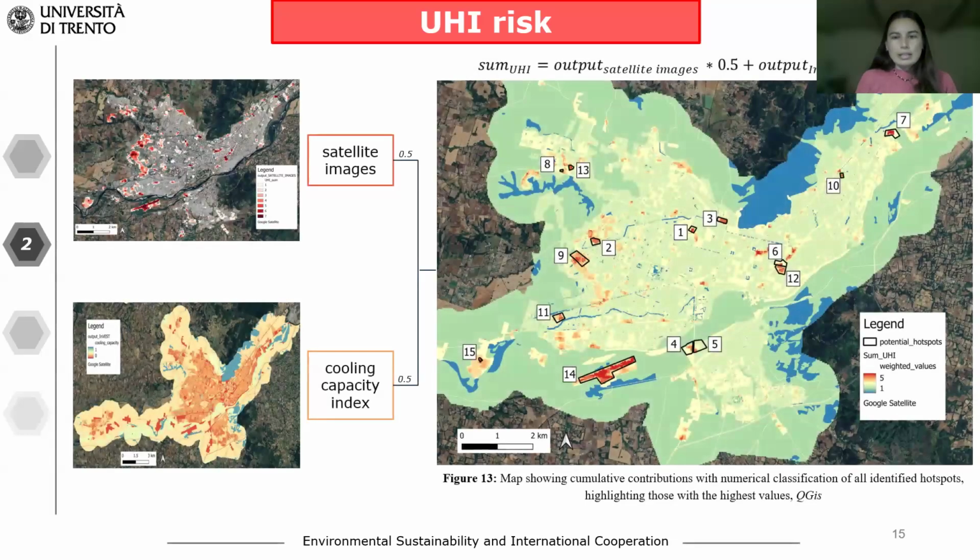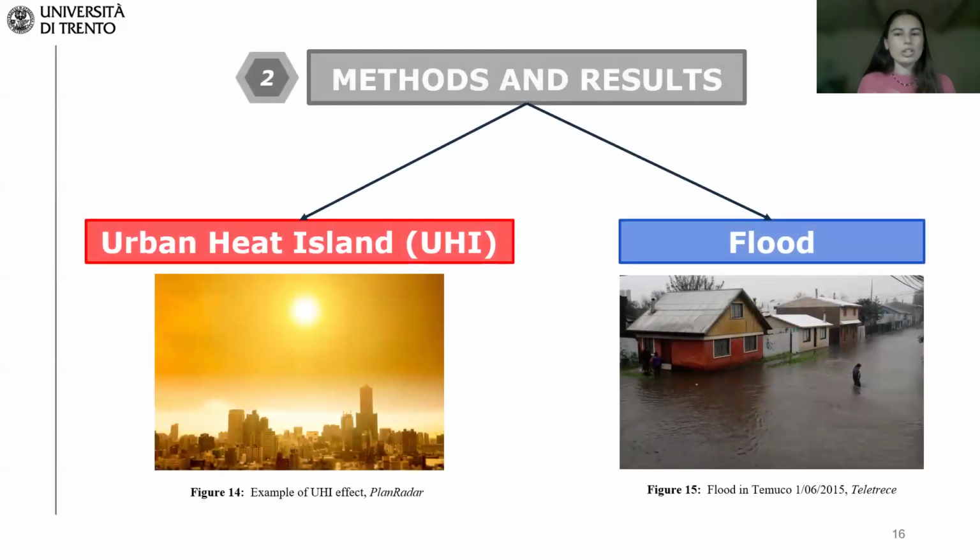Then, overlaying the results from the 2 simulations, the satellite imagery analysis and the InVEST cooling capacity model, I created a final map in QGIS that provides a more accurate representation of the hotspots, the areas most vulnerable to the urban heat island effect. Analyzing all the obtained values, a total of 15 hotspots with the highest vulnerability scores were identified. We will see later the criteria used for the prioritization of these hotspots for the future implementation of nature-based solutions. But now I leave the floor to Ludovica and the methodology used for the flood risk.